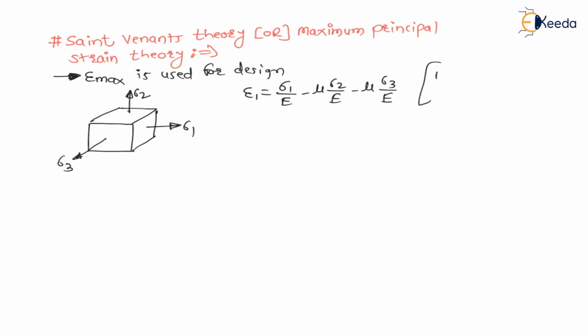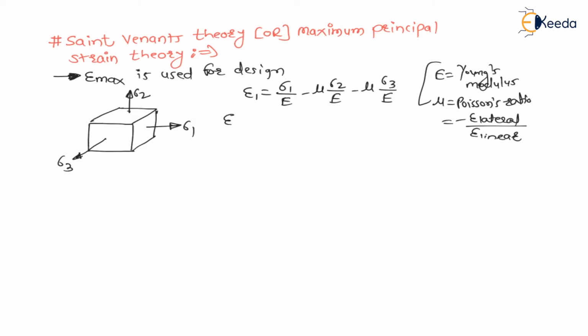where E is Young's modulus or modulus of elasticity. It is also called modulus of elasticity, and mu is Poisson's ratio, which is nothing but minus lateral strain divided by linear strain, that you know, right, from strength of material.